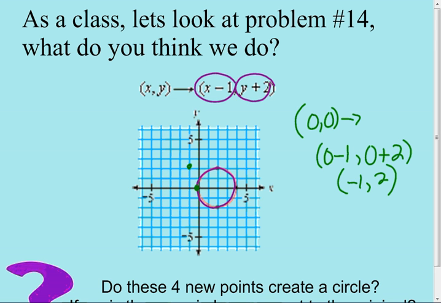Some of you may see it quickly. Some of you may not. But it's basically moving the whole circle over, isn't it? Let's take this point up here. That's at 2, 2. Where's the new point going to be? 2 take away 1 is going to give you what? 1. And then the y value, 2 plus 2 is 4.